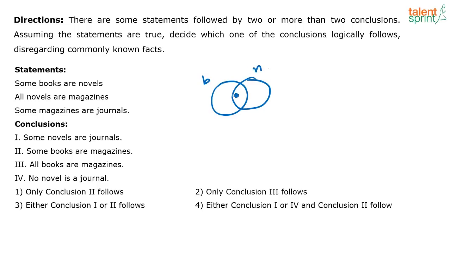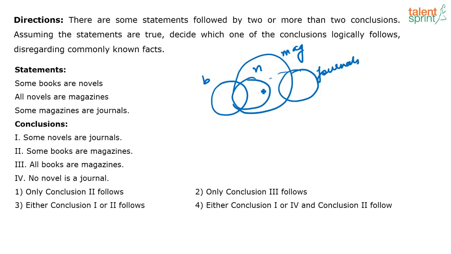Some books are novels. All novels are magazines. Some magazines are journals. Now, what are the conclusions? The first conclusion says some novels are journals. See, it is a possibility. It can be true or it needn't be true. So you cannot say it's a definite conclusion. So I can say that conclusion one does not follow.